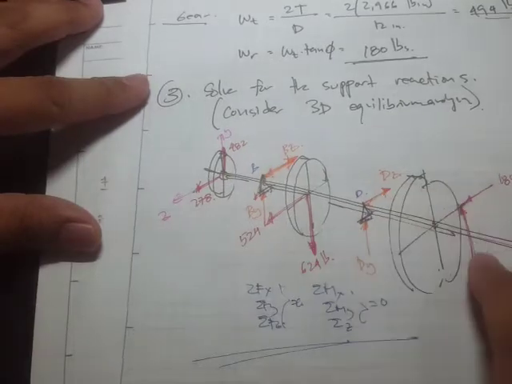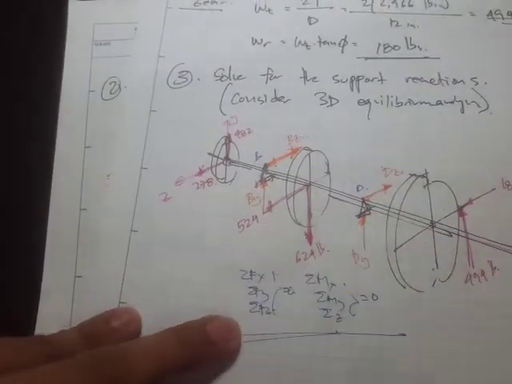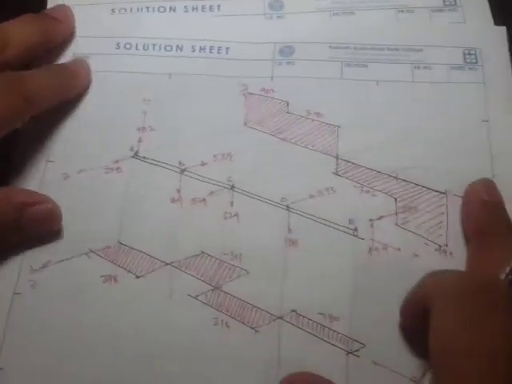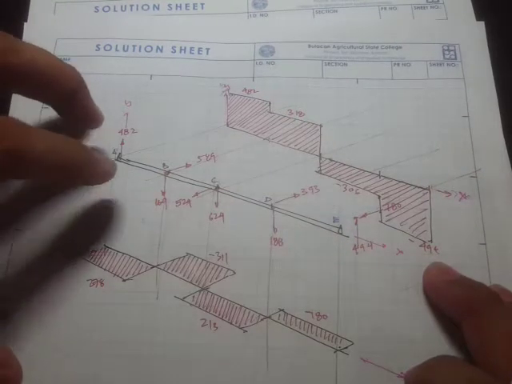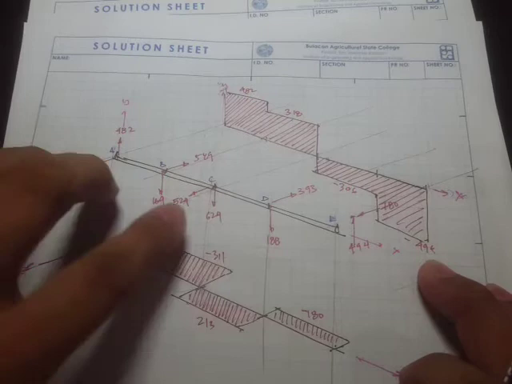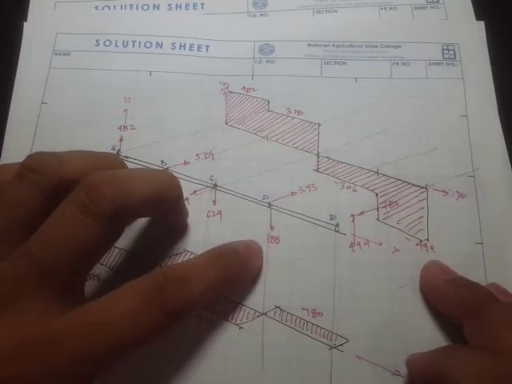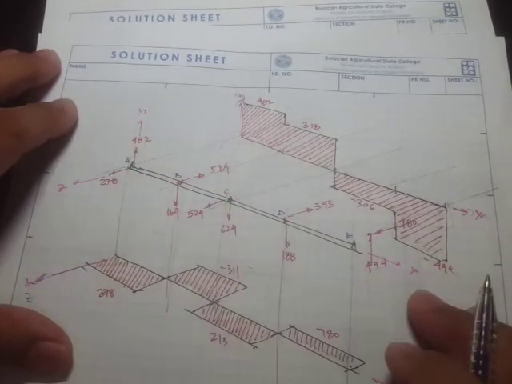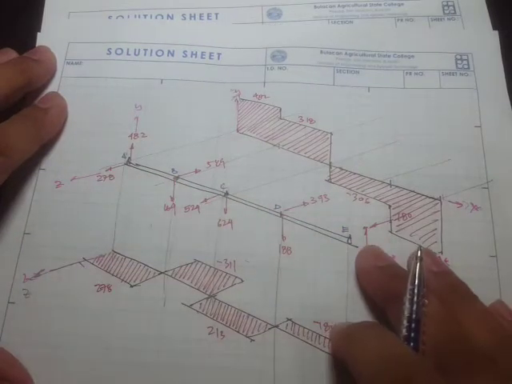They're all equal to zero. Okay, so once you apply this, then you can obtain the value of the BY, BZ, DZ, and DY. Okay, so if you've done that correctly, then because we have the forces, we have the support reactions, then we can project our shear and moment diagram. Okay, so since this is three dimensions, then we'll get two diagrams for shear and two diagrams for the moment.